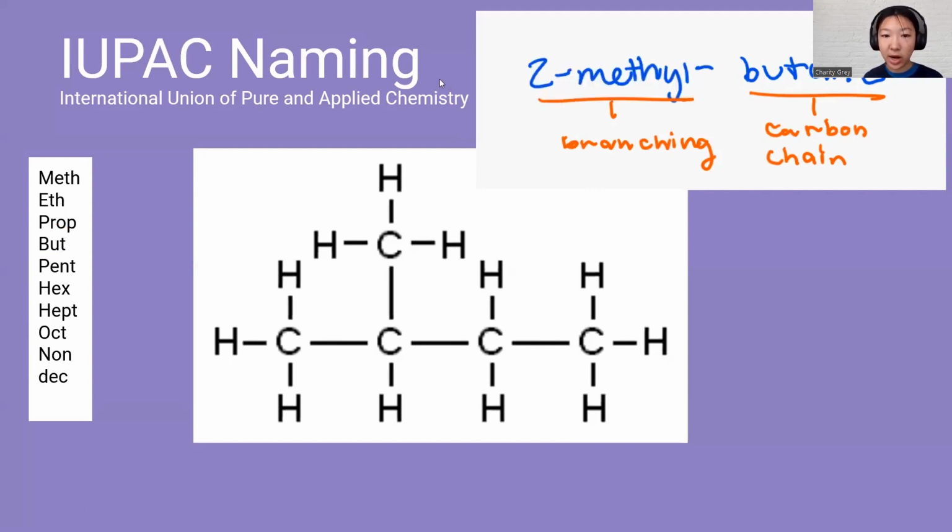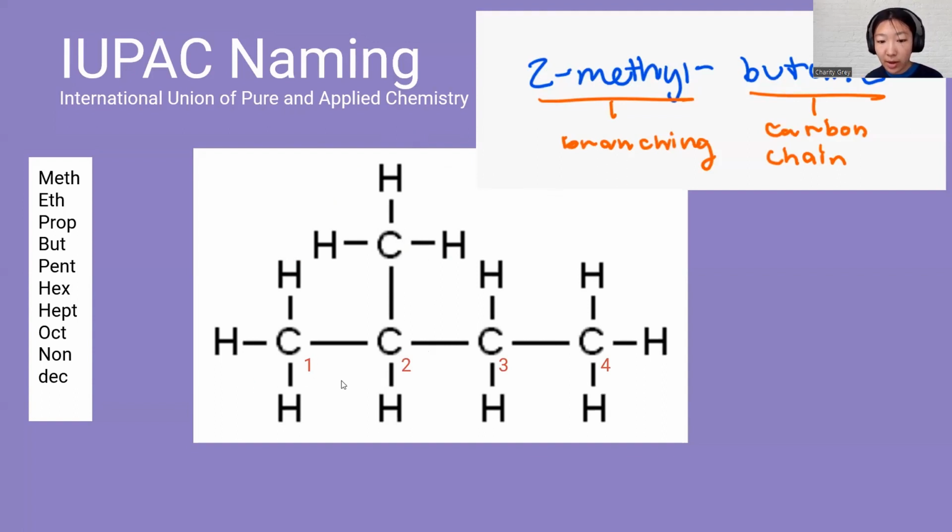Then we look at the branch. You can see here that this is the first carbon, this is the second carbon. So our branch comes off at this point. And then what is this branch? This branch is a meth branch. It only has 1 carbon. So then we will add methyl, right? So 2-methylbutane, this is our final name, the IUPAC name.